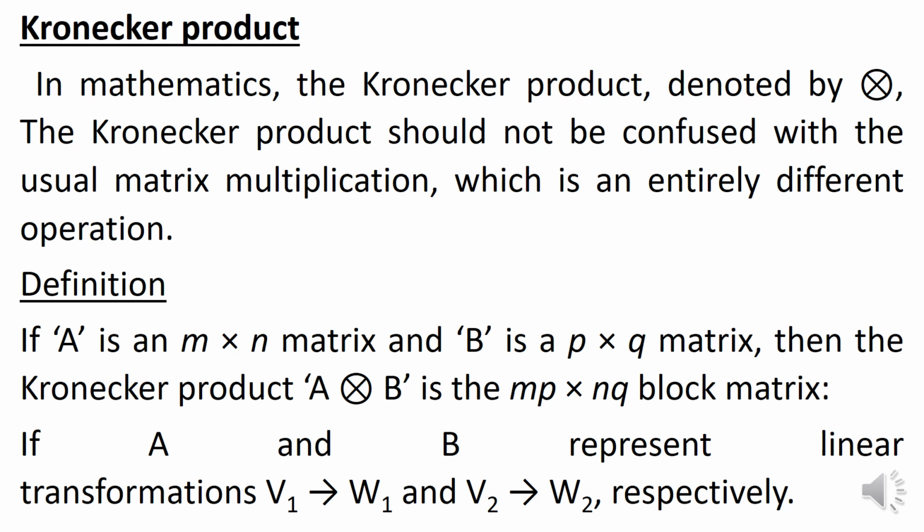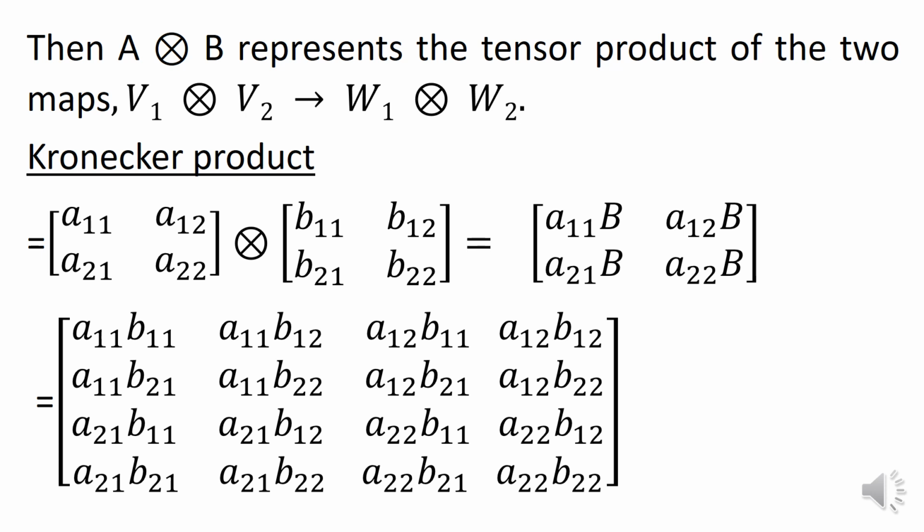Suppose two mappings are there related to A and B. Suppose V1 goes to W1 and V2 goes to W2. Then A product B will be the tensor product of the two maps, V1 cross V2 going to W1 cross W2. So we want to see how the Kronecker product works. That is most important. Suppose the two matrices are there. In matrix multiplication, you know the method. Here the method is that suppose this is A, this is B.